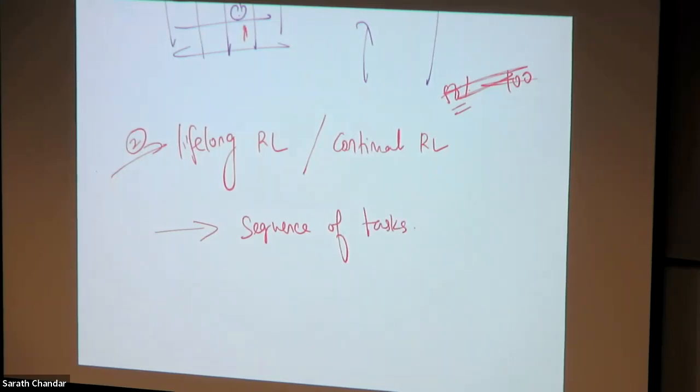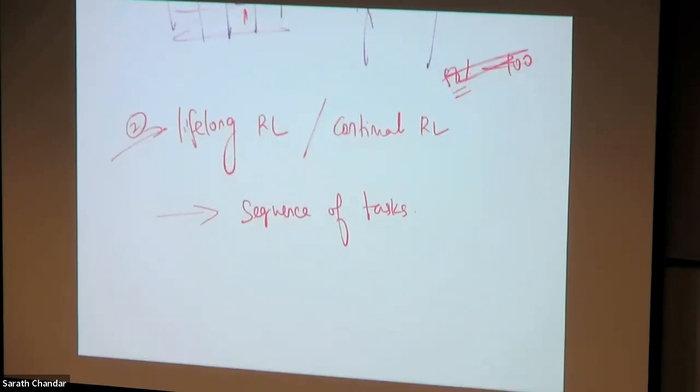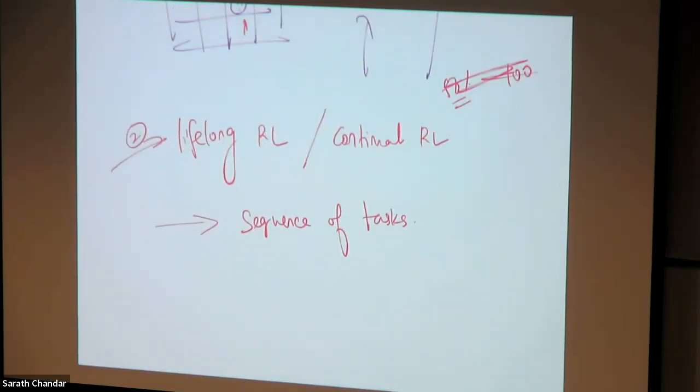Okay, and you will be solving these tasks in sequence with the hope that you're going to do better for future tasks based on your experience in the past tasks. Is that clear? Now, this involves several interesting opportunities for coming up with general purpose agents, for example, when you have an agent which is learning one task after another.